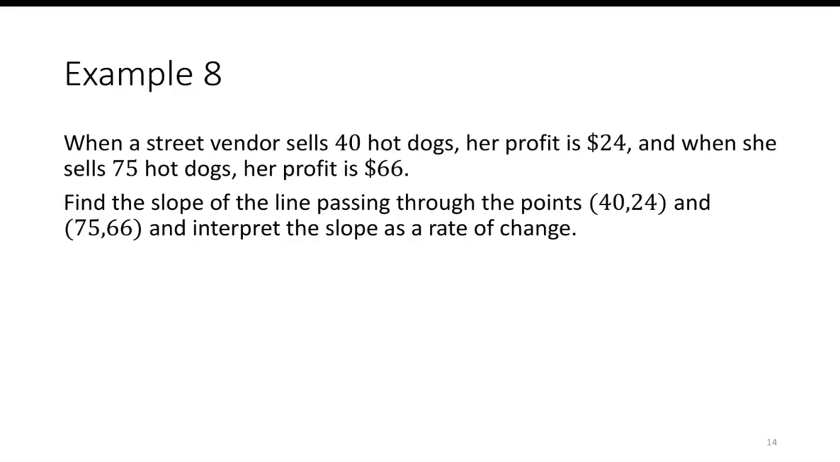All right, another example. When a street vendor sells 40 hot dogs, her profit is $24. And when she sells 75 hot dogs, her profit is $66. So let's think of this as the point. So we say 40 hot dogs, $24. We could think of the point (40, 24). And the other point is (75, 66).